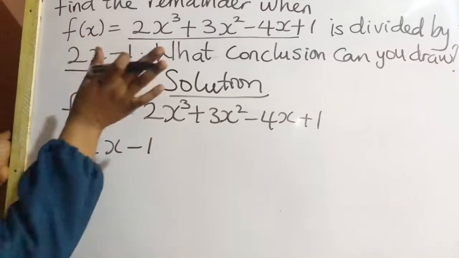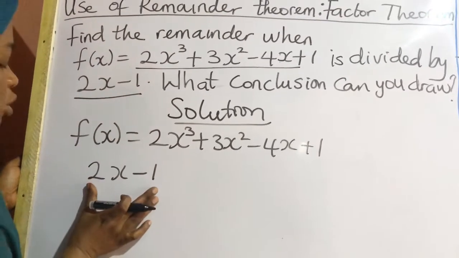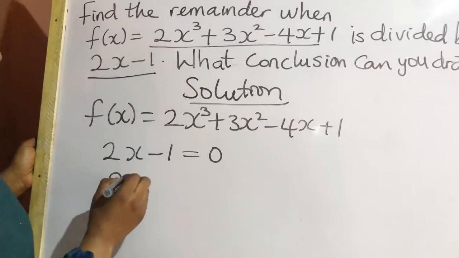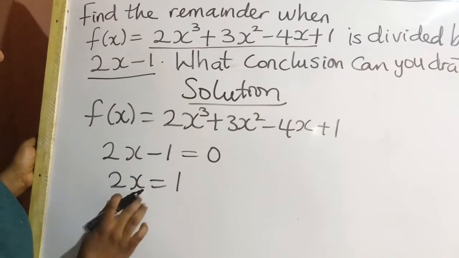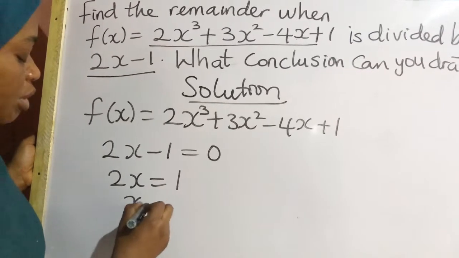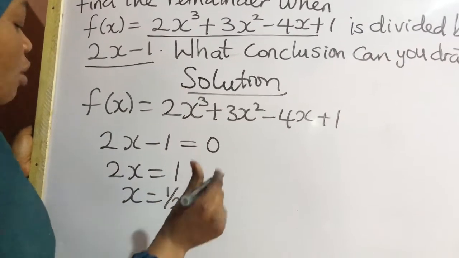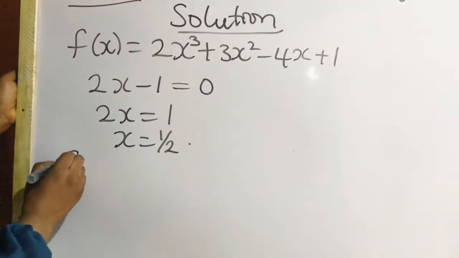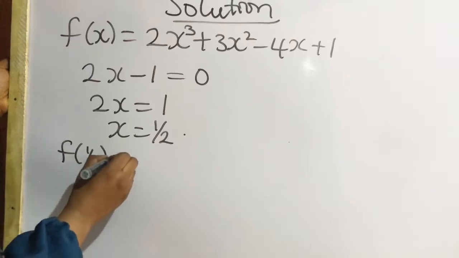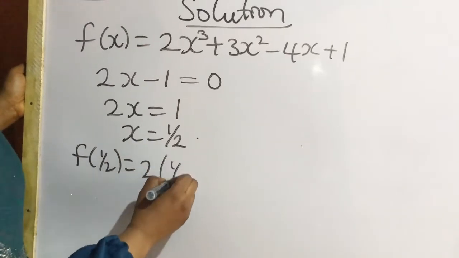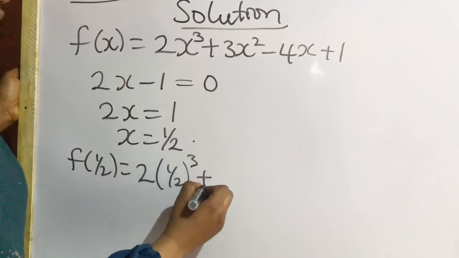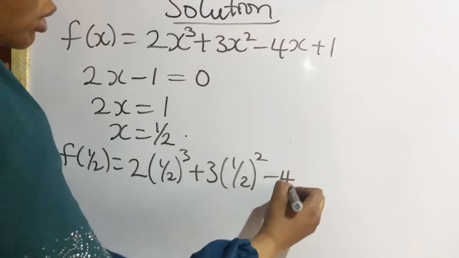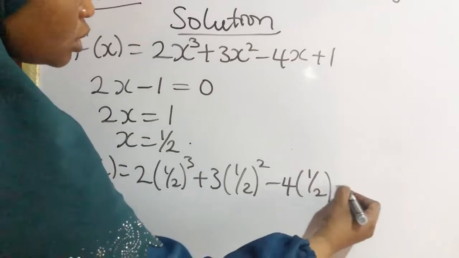And in the remainder theorem, I told you that you have to equate your divisor to be equal to 0. So 2x will be equal to 1. So make x the subject of the formula. x will be equal to 1 over 2. It means that wherever you see x, you are going to put 1 over 2. So f of 1 over 2 will be equal to 2 multiplied by 1 over 2 cubed plus 3 multiplied by 1 over 2 squared minus 4 multiplied by 1 over 2 then plus 1.